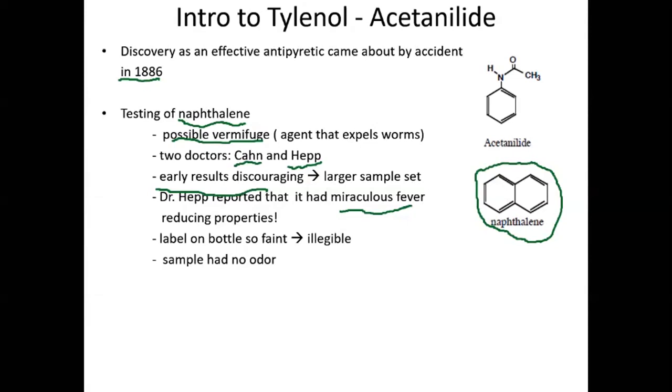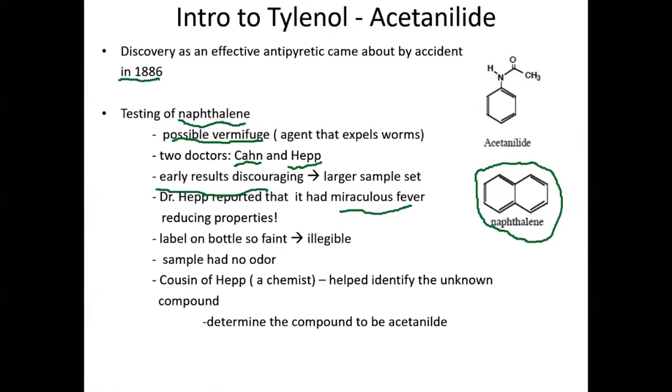So what did these doctors do next? What could they do? They had said it had no odor, but who are we going to call? And who do they call? They call some chemists. So chemists come to the rescue. And one of the cousins of Hepp was a chemist who helped identify the unknown, and they identified it to be acetylamide. So they weren't giving them naphthalene, they were giving them acetylamide instead, and they noticed it had fever-reducing properties. So acetylamide is actually the forerunner of what we use today, acetaminophen. We'll get to that in a second.